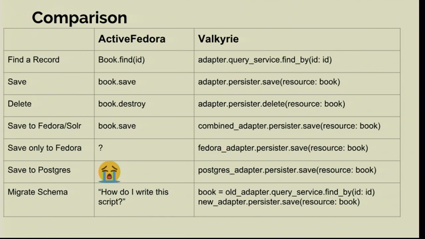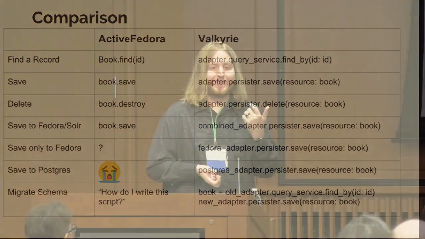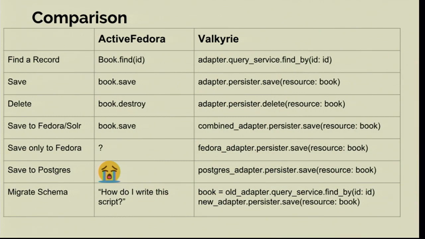If you want to save just to Fedora, I legitimately don't know how to do it in ActiveFedora. And I've worked in the library for a long time, so I think it says something. But in Valkyrie, you just send it only to the Fedora one. If you want to save in Postgres in ActiveFedora, you clearly can't. Fedora's right in the name.